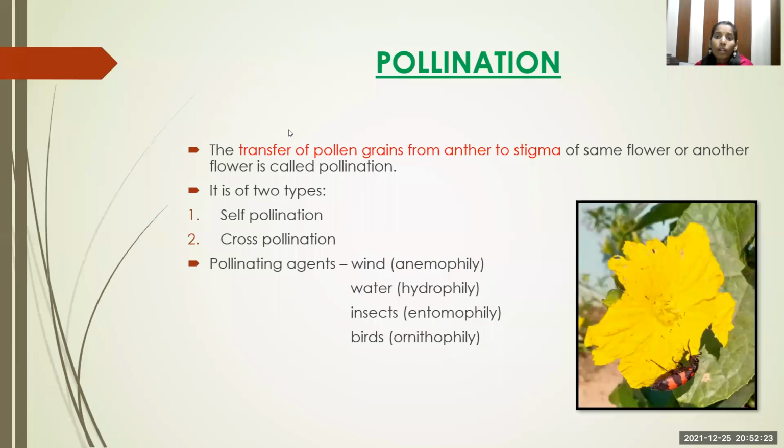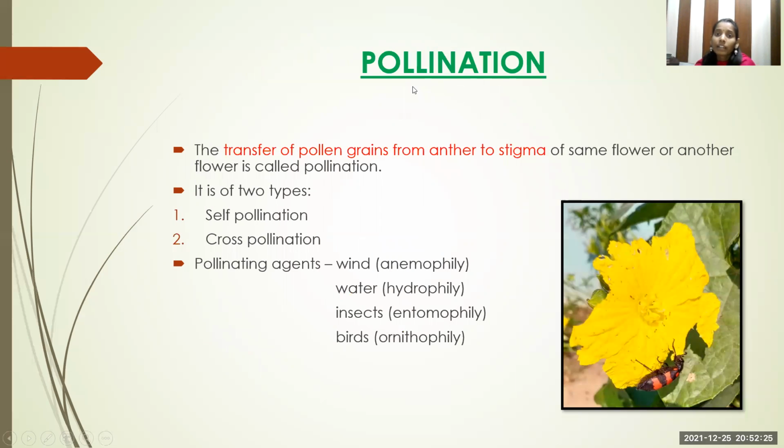Now let's learn about a new mechanism, that is pollination. Now you all know pollen grains are produced inside the anther and the female gamete is produced inside the ovule. So the pollen grains need to be transferred. The transfer of pollen grains from anther to stigma of same flower or another flower is called pollination.